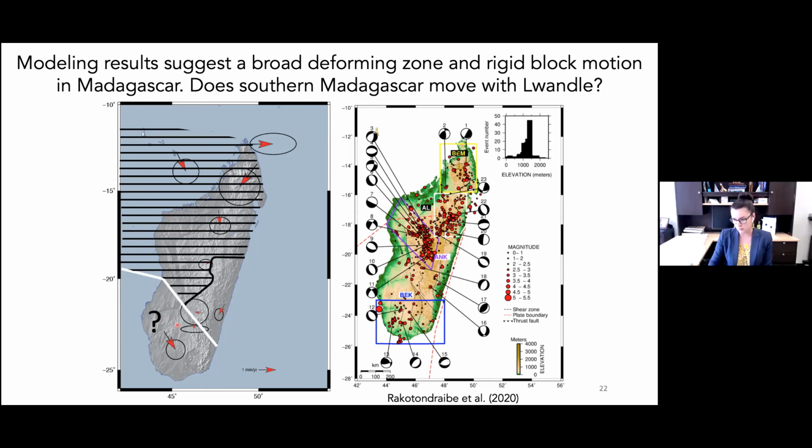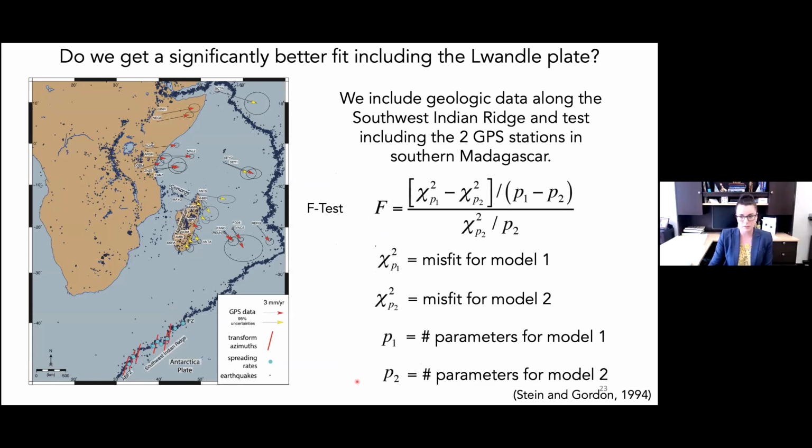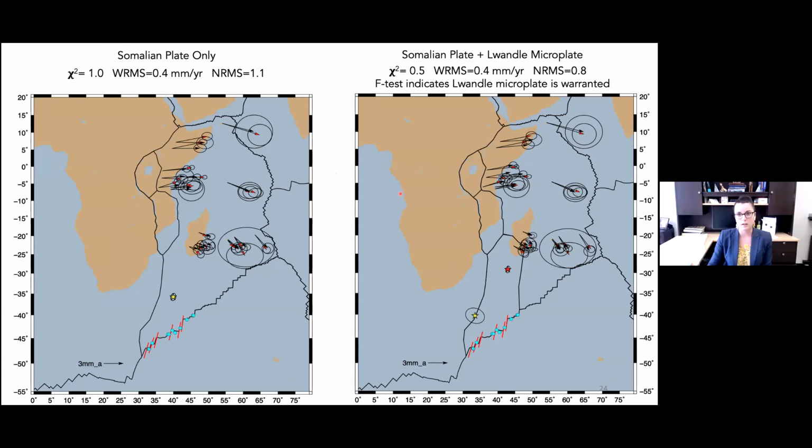So then we had to also question if the southern Madagascar moved with the Lawandle plate. And so we did this approach of Stein and Gordon, where you do an F-test to determine if a model is better fit and significantly significant if it includes more blocks. So we did that approach. And indeed, statistically, we were able to show that, yes, Lawandle is warranted, and we get a much better fit when we include the Lawandle microplate.